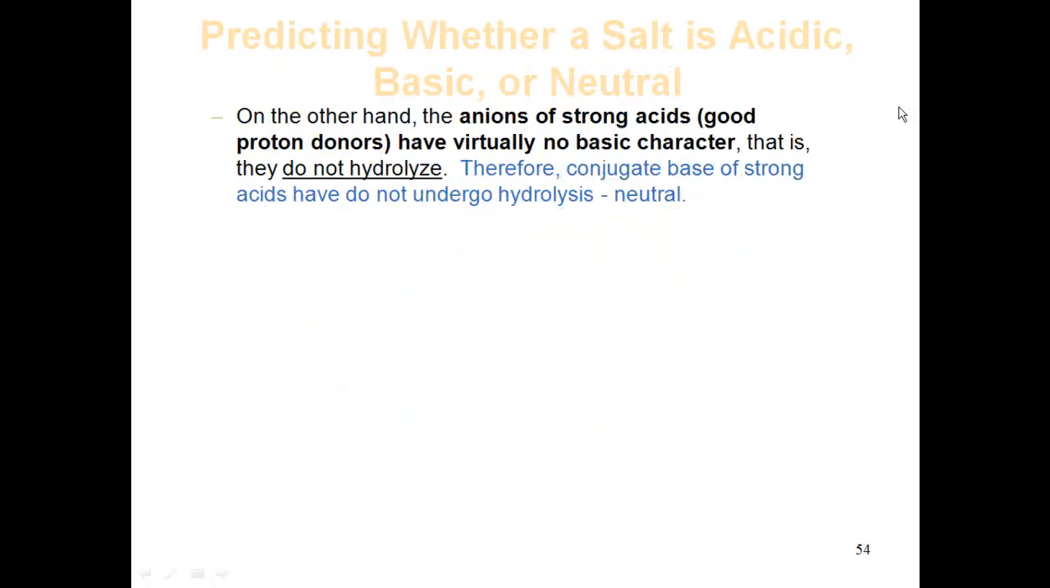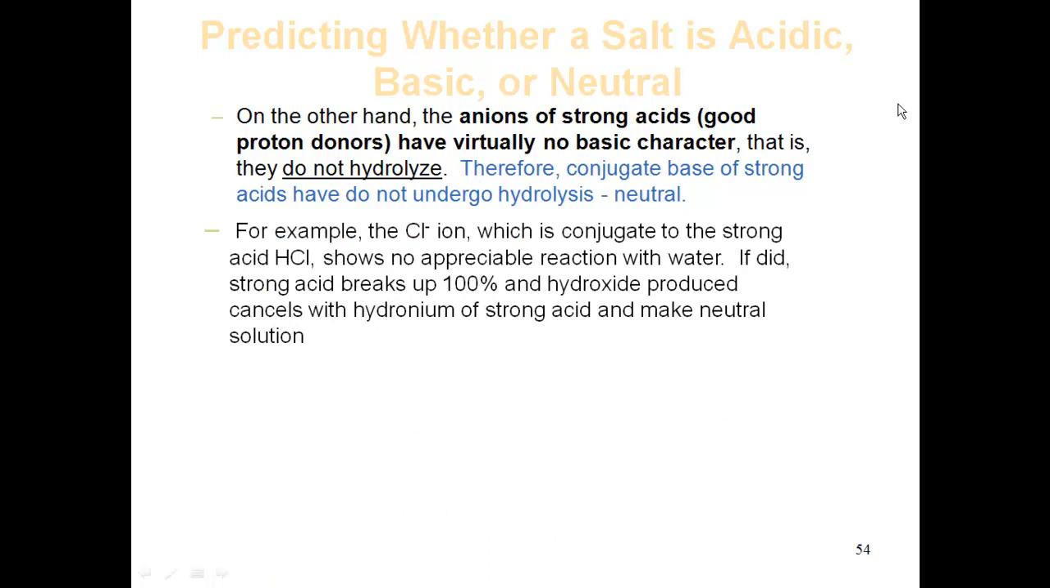On the other hand, the anions of the strong acids, which are poor proton acceptors, have virtually no basic character. That is, they do not undergo hydrolysis. Therefore, the conjugate bases of the strong acids do not undergo hydrolysis and are neutral. Now, I kind of already explained this once before too, with chlorine being my example, but let's look at HCl and its conjugate base Cl-.